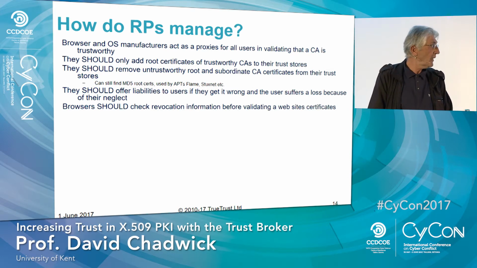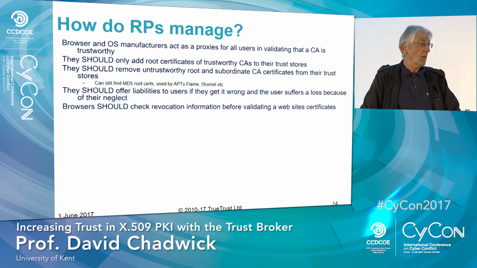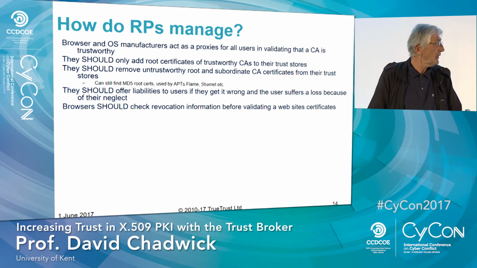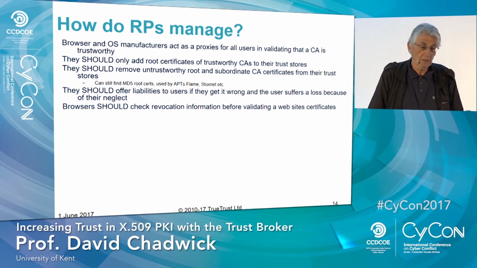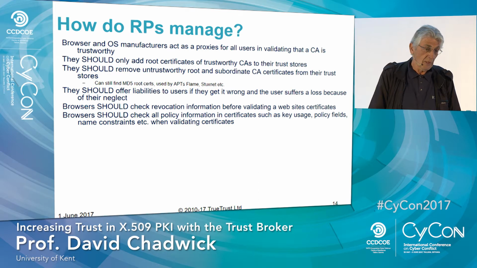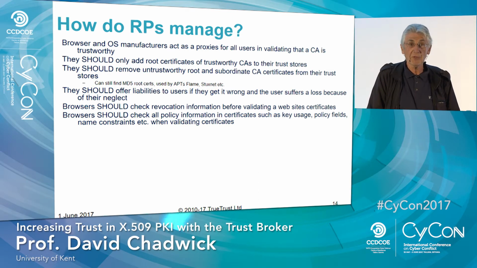They should offer liabilities if they get it wrong, but they don't. They should check revocation information for certificates that have been revoked. But actually, Google make a thing about how we don't check revocation information. They state publicly now that in Chrome, they do not do revocation checking, which is quite an amazing thing to admit to. They should check all the policy information in certificates, that the certificates have been used for what the key usage says it should be used for, etc.